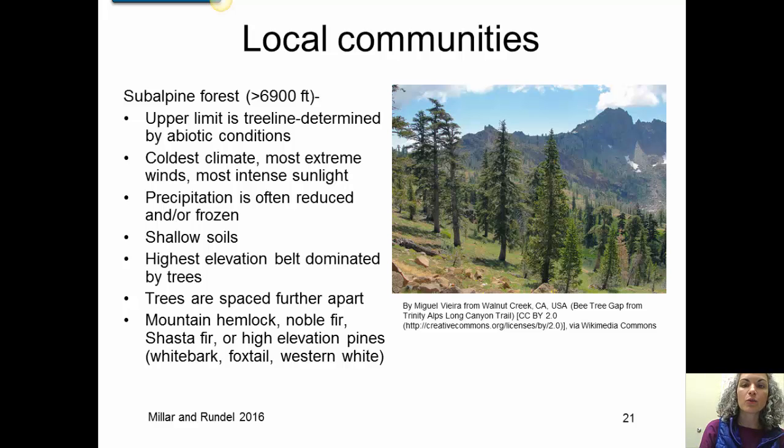Some people would refer to this as a woodland rather than a forest because these conditions make it so that the trees aren't thriving, and there's a lot of space in between the trees. It's a much more open canopy, which means that, rather than the dynamics being driven by competition like we see in the lower elevation forests, this community is really highly affected by those abiotic conditions. It's going to include trees such as the mountain hemlock, the noble fir, the Shasta red fir. We talked about those also being components of the higher elevation bands within the mixed conifer forest, and then a whole slew of high elevation pines, which includes plants like the whitebark pine, the foxtail pine, and the western white pine.